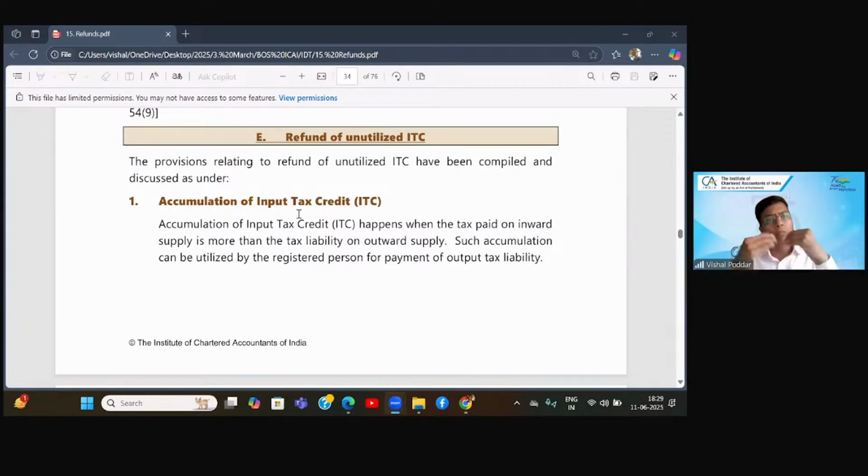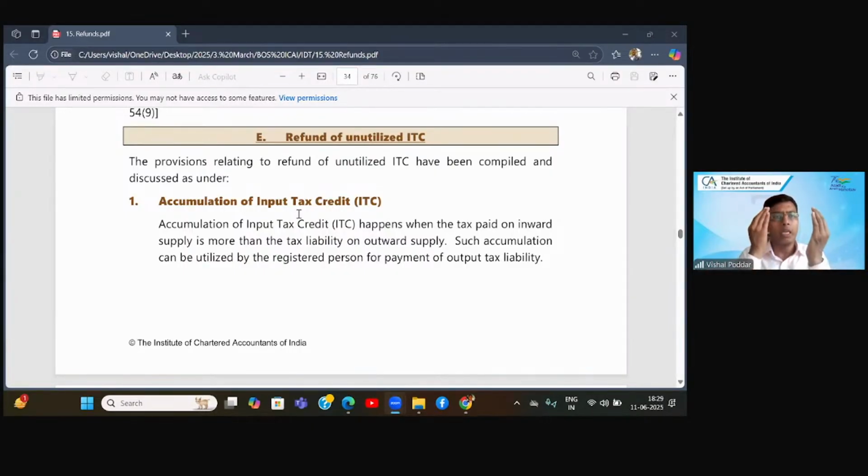Now, if I'm exporting under the option of without payment of IGST, then I will be demanding the refund of my accumulated ITC. Correct? Now comes the main point. Here, when I'm running my business, I have two types of outward supplies. One is not eligible for refund, one is eligible for refund. The domestic supplies which I am making are not eligible for refund, but the export supplies which I am making under the second option of without payment of GST are eligible for refund.